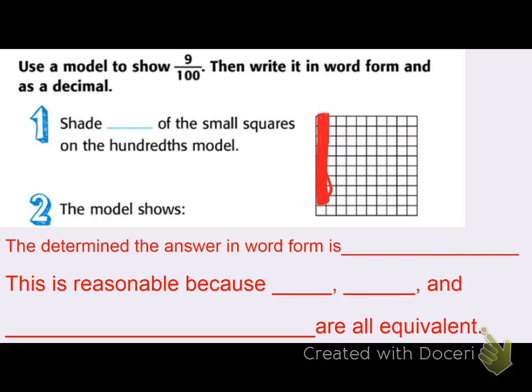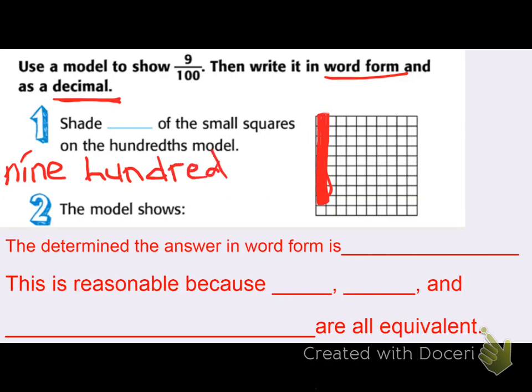Once I have shaded my model, I can move into step 2, which is write it as a decimal or a fraction. Well, it says write it as a decimal and use that word form. I need to make sure that in my word form, I do not have any digits. I have 9 on the top of the fraction, and the bottom of the fraction tells me to write hundredths. I'm going to write the word hundred and then add that THS, showing that it's a value that's a decimal, less than 1.